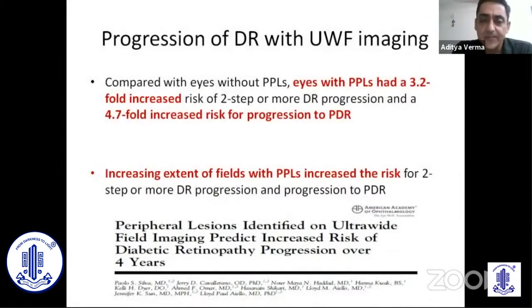It has also been seen, PPL here stands for predominantly peripheral lesions, that eyes with peripheral lesions had about a 3.2-fold increased risk of two-step or more progression of diabetic retinopathy, and about a 4.7-fold increased risk of progression to proliferative diabetic retinopathy. And as the number of fields with peripheral lesions increased, the risk for progression of diabetic retinopathy increased.